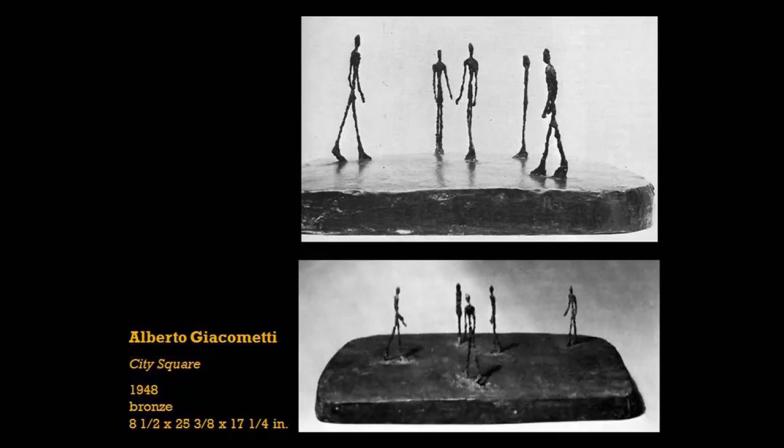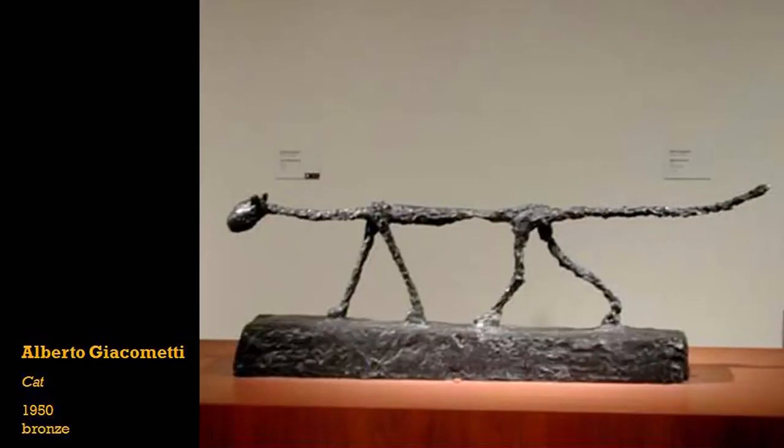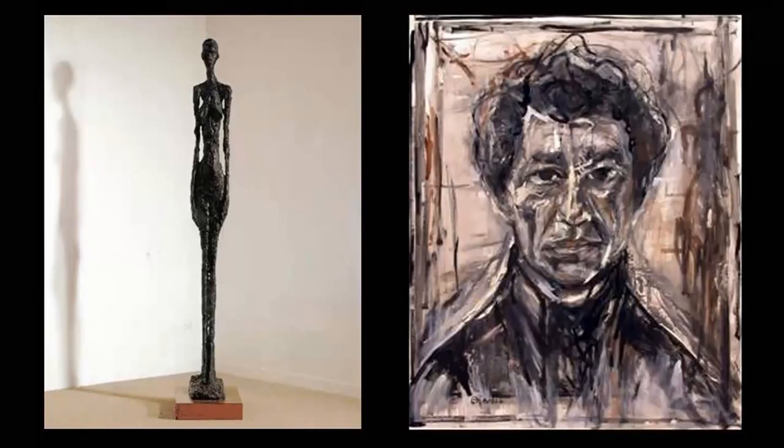The City Square is a suggestive title, true, but it is not very thematically connected. I mean, City Square is not the theme of this work. The theme perhaps of this work and many other works by Giacometti, like this one called Cat, or even these figures, are existential, and they are all about a continual and perennial anxiety of human life.